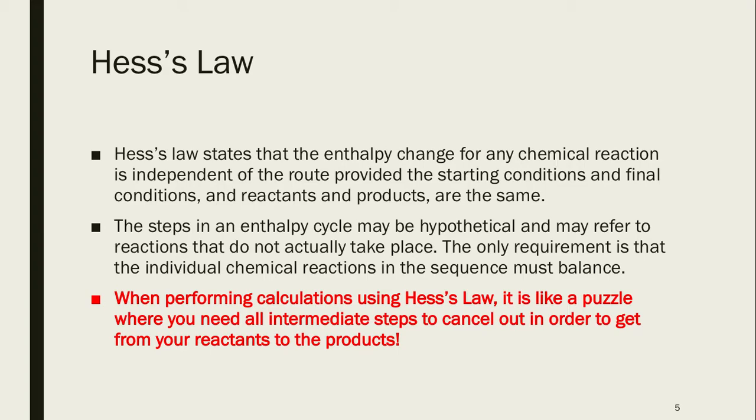The steps in an enthalpy cycle may be hypothetical and may refer to reactions that do not actually take place. The only requirement is that the individual chemical reactions in the sequence must balance. This is a really important point. Sometimes we're going to be considering reactions that don't actually exist or can't or won't happen for one reason or another, but we can consider them. When performing calculations using Hess's law, it is like a puzzle where you need all the intermediate steps to cancel out in order to get from your reactants to the products.